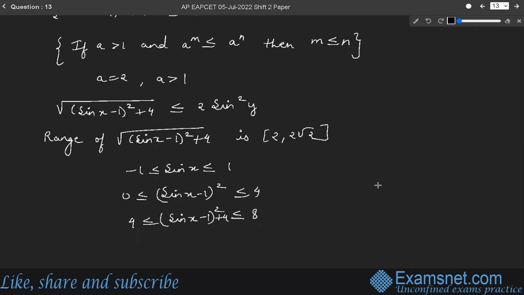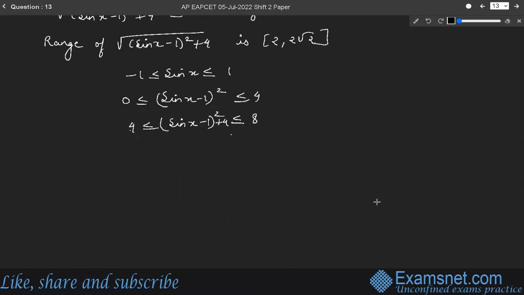See, the first condition here is sin x lies between −1 and 1. So (sin x − 1)² lies between 0 and 4. And therefore (sin x − 1)² + 4 lies between 4 and 8. Now we have to find its root. So under root of (sin x − 1)² + 4 will lie between 2 and 2√2.